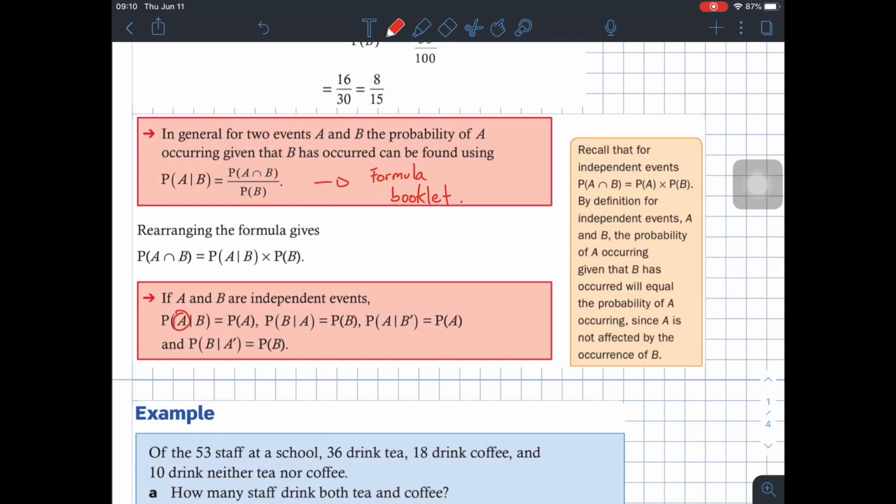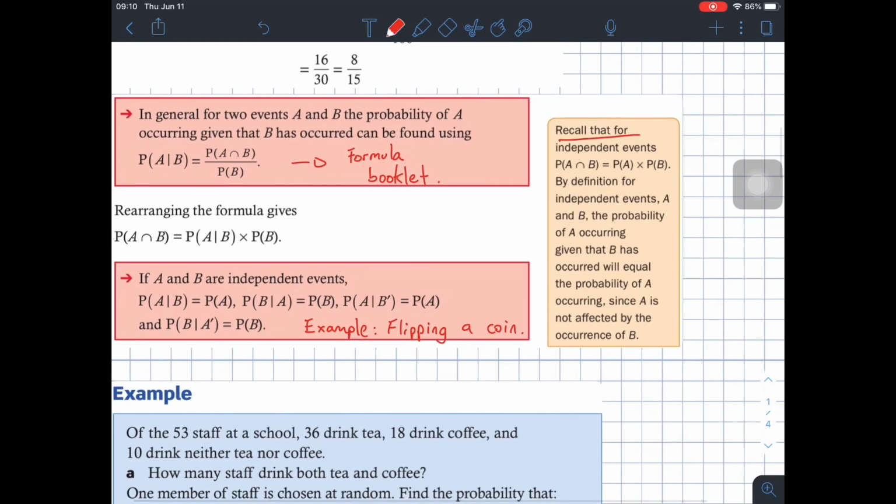If we take the example of flipping a coin, let's say that event B is getting a head, and event A is getting a tail. So if I already got a head, so B has already occurred, does it change the probability of getting a tail? And the answer is no, because they are independent events. So the probability remains the same. We don't care about what occurred before.